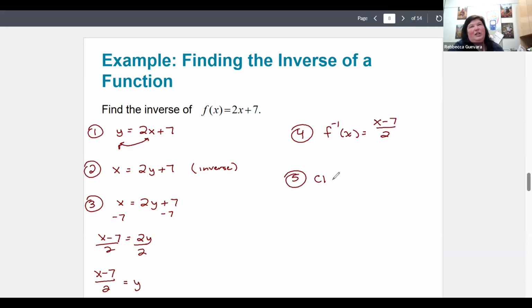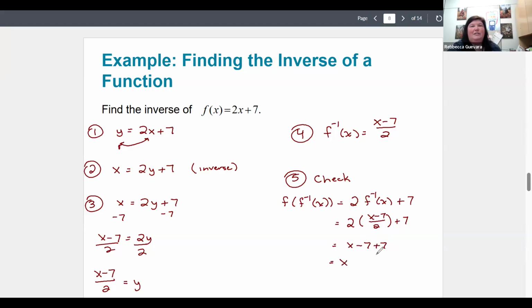And then technically we're supposed to check. I won't check every single one, but we'll check this time. I just want to make sure that f composed with f inverse actually outputs x. So f is going to be 2 times f inverse plus 7. So that is 2 times x minus 7 divided by 2, plus 7, which leaves me with x minus 7 plus 7, which gives me x. So that works.